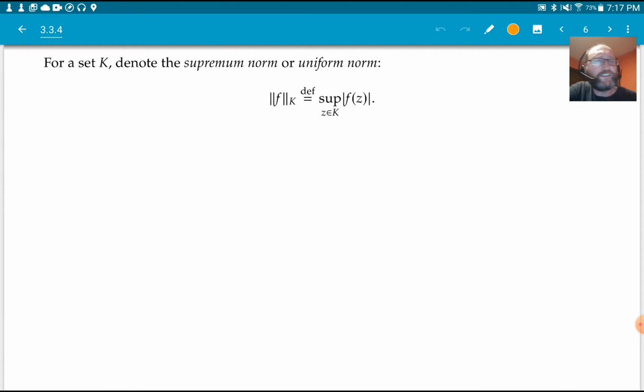So for this, we need a little bit of notation. The supremum norm or uniform norm of a function over, generally this would be a compact set K, is just the supremum over that set, right? So if it's compact and it's continuous, and we're going to be looking at holomorphic functions, so they're continuous, so we're looking at the supremum of the modulus, right? So that's just notation.